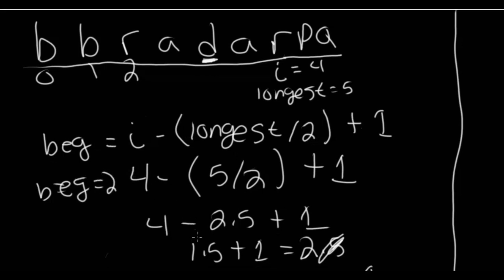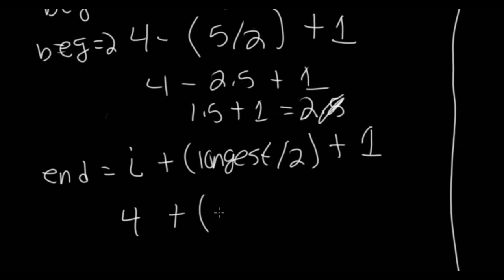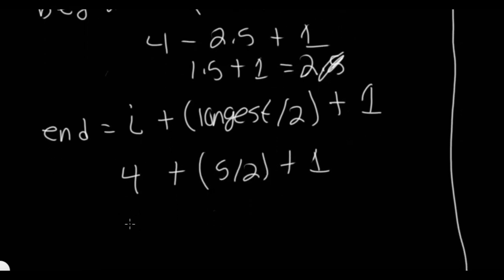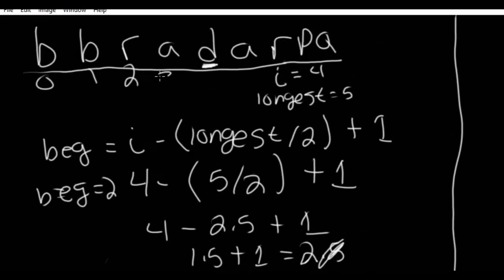equal to 2. And likewise for the end, it's i plus the longest, which is 5, divided by 2, plus 1. This will be 4 plus 2.5 plus 1, which will equal 7.5. We're going to shave off that 0.5. End will equal 7, so let's check. 3, 4, 5, 6, 7.